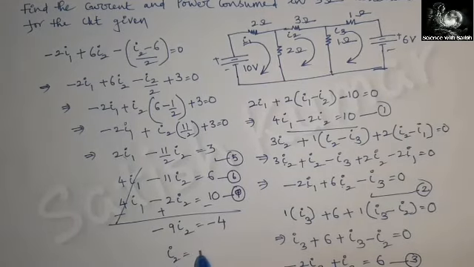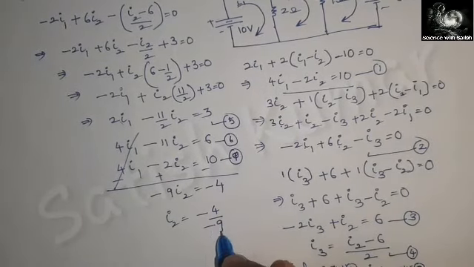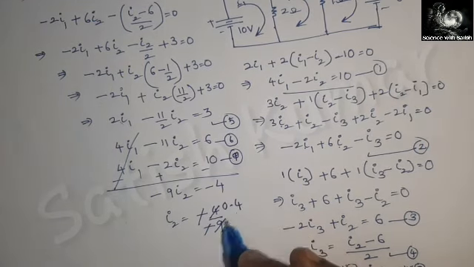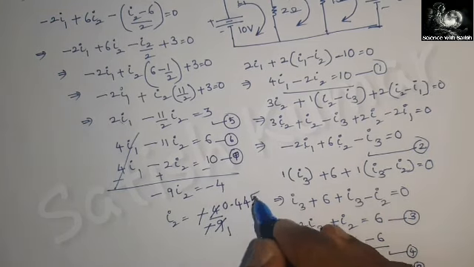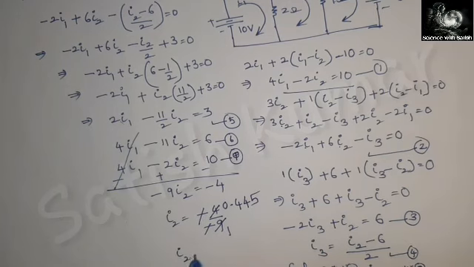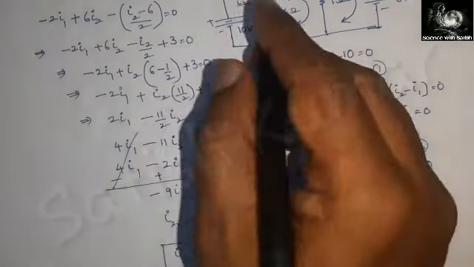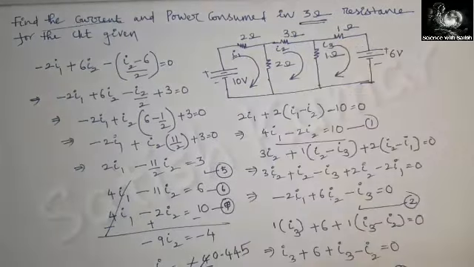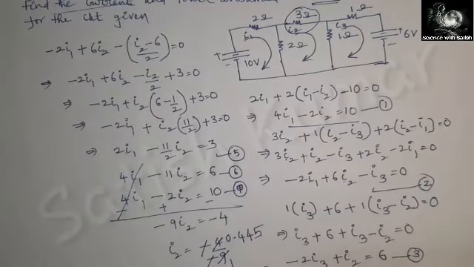I2 is equal to minus 4 by minus 9. 9 fours are 36. So it is 0.445. So I2 is equal to 0.445 amps. This is the current through 3 ohms, which is our question. Find the current in 3 ohm resistance. So in 3 ohm resistance the current flowing is I2. So this is the current in 3 ohm resistance.